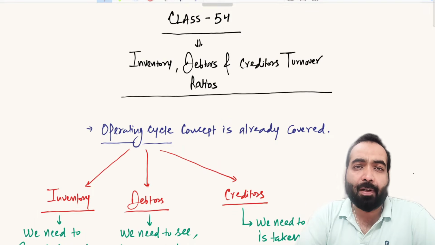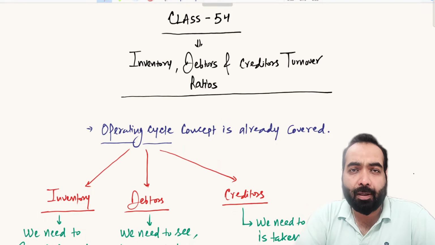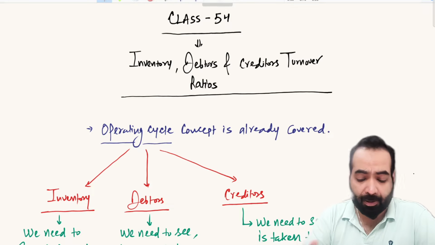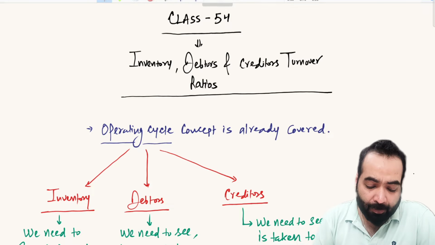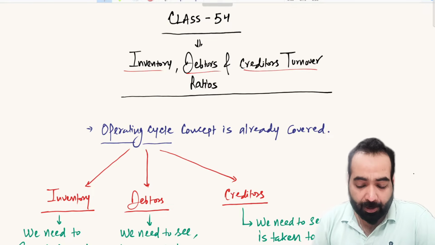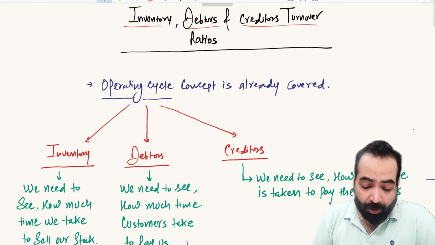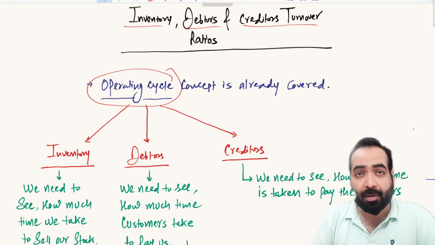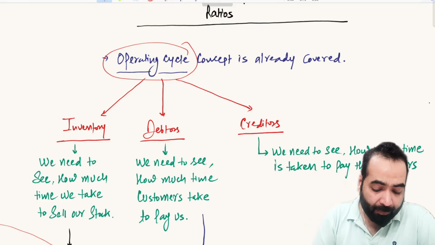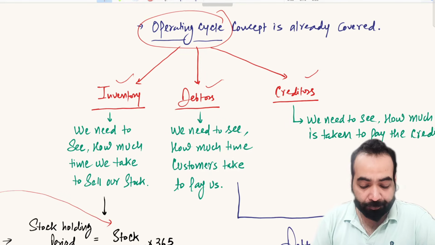We have already covered the concept of operating cycle in detail, and now in this video we will discuss the three critical components of operating cycle, that is inventory cycle, debtor cycle and creditor cycle. So this is class number 54. Inventory, debtors and creditor turnover ratio or their cycle shall be discussed in this video, how it is calculated. So operating cycle covers three important elements: inventory, debtors and creditors.